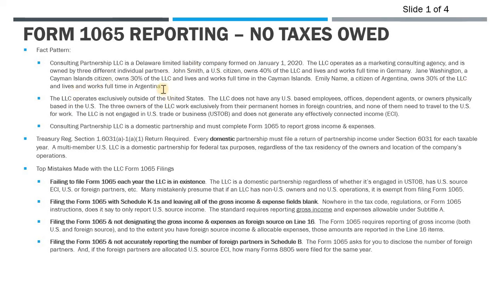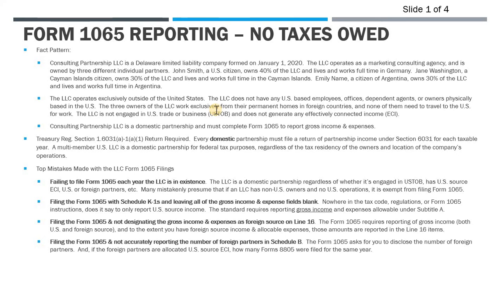Now, the LLC exclusively operates from outside the United States. It doesn't have any U.S.-based employees, offices, no U.S. dependent agents, and no owners that are physically based in the U.S. and working from the U.S., right? These 3 owners all work exclusively from their homes in the foreign countries, and none of them need to travel to the U.S. to complete any work. Everything is done from outside the U.S. So the position they're taking is that the LLC is not engaged in U.S. trade or business, and it doesn't generate any U.S. source ECI.